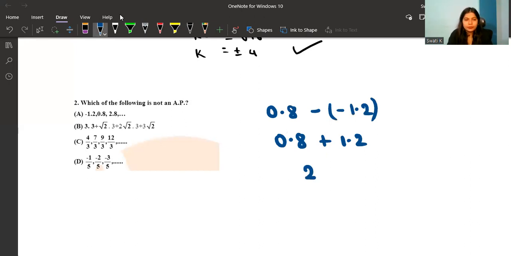So 2. Now the next one: 2.8 minus 0.8, the answer is coming 2. So clearly you can see that the common difference is constant. So option A is an AP. Now, option A is an AP, but that does not mean that you will not check the rest, because here the question is not like choose which one is an AP.